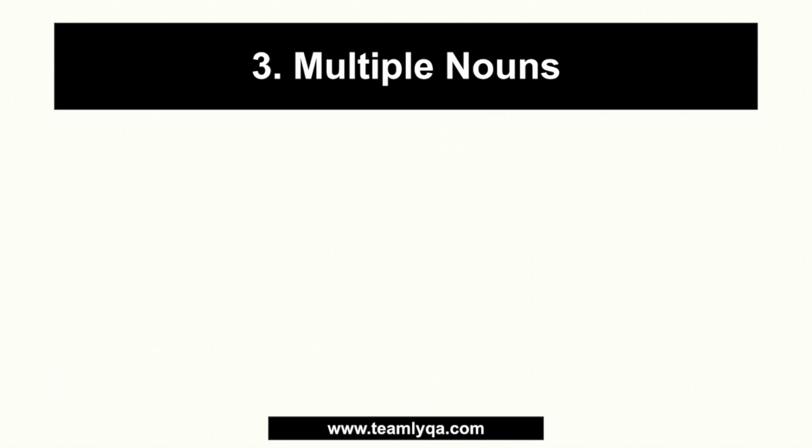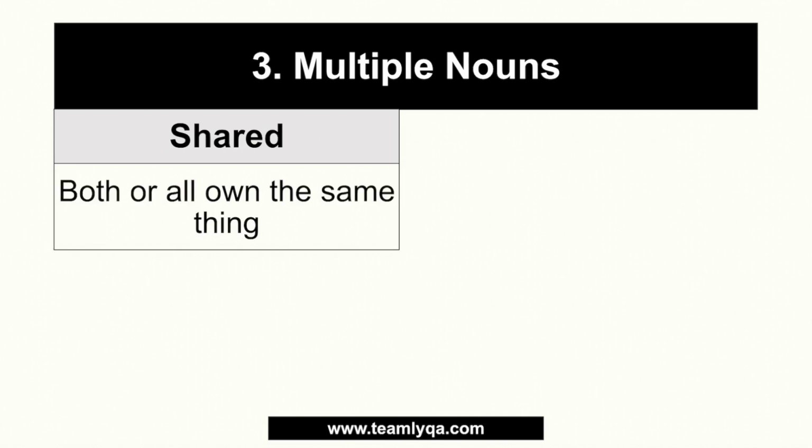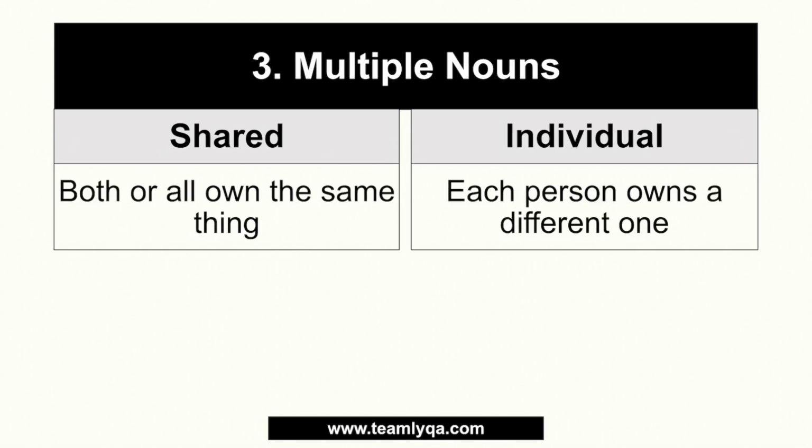Now, we have another rule when it comes to multiple nouns. Pag sabi ko multiple nouns, tinawag ko siyang ganyan kasi yun yung mga listahan. So, for example, meron tayong shared na multiple nouns. Ito yung if both or all na pangtao na nasa isang listahan, they own the same thing. Joint ownership. Okay? Shared ownership. Meron ding individual ownership, which is basically each person na nasa listahan owns a different version of whatever that thing is.